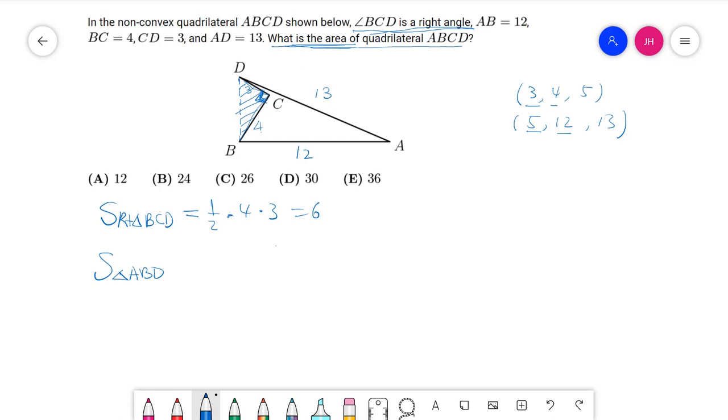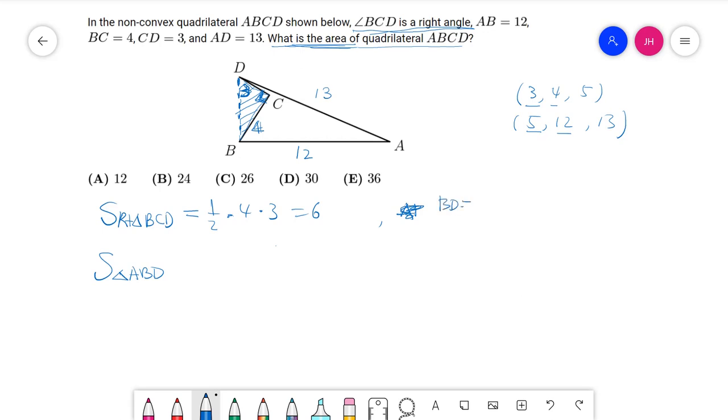And again, we need to find a height. So where's the height? We have 12 here, we have 13 here. So don't forget, we have a 3, we have a 4. The good thing is that we want to know the length of the line segment BD, because if we know the three sides of a triangle, then it's possible to calculate the area of it.